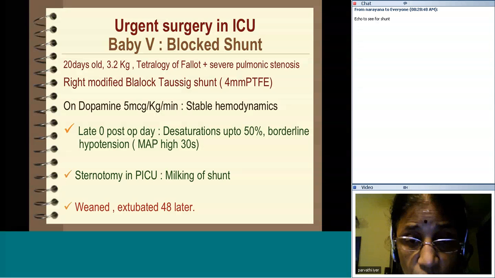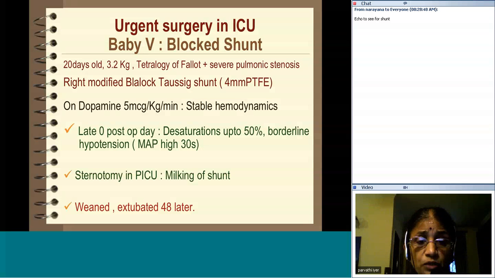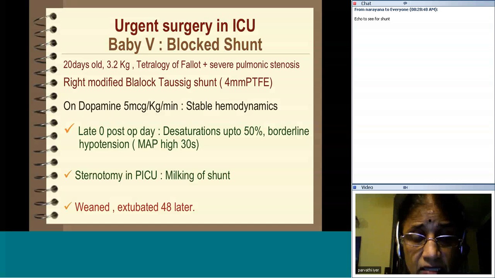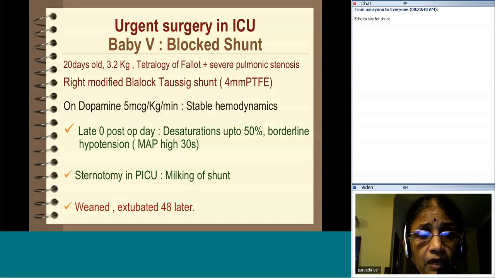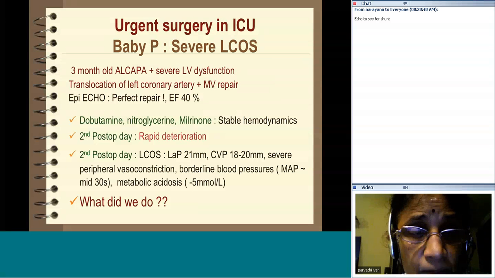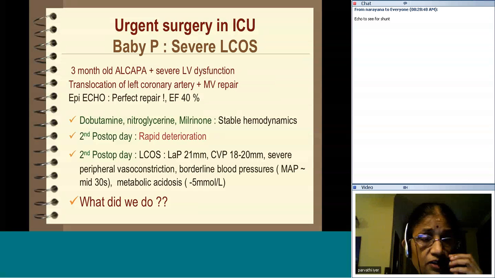Now let's look at the next patient. A 3-month-old with ALCAPA and severe left ventricular dysfunction underwent translocation of the left coronary artery and mitral valve repair. Epicardial echo showed a perfect repair. The ventricular function was good.